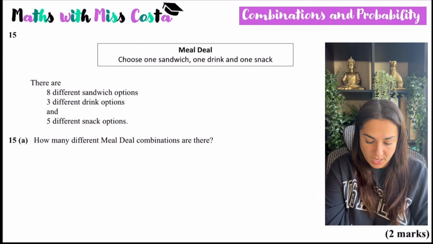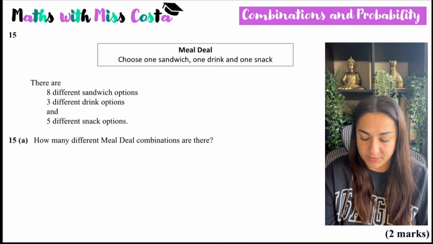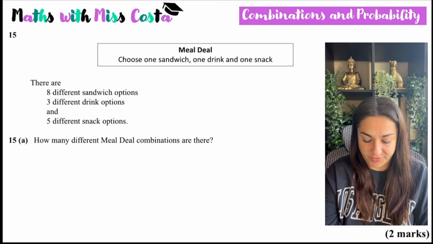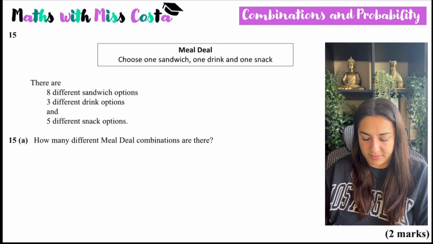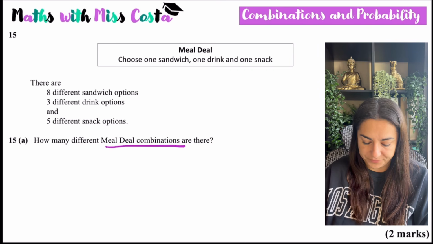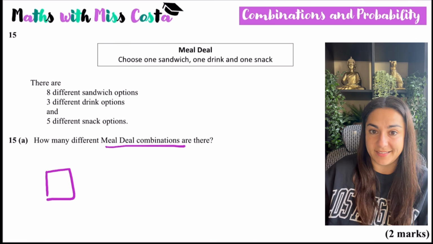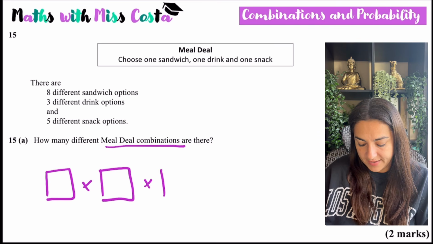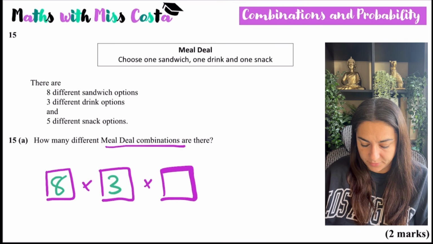Okay, so in this question, I am told that there's a meal deal offer on. You can choose 1 sandwich, 1 drink and 1 snack. There are 8 different sandwich options, 3 different drink options and 5 different snack options. And you need to work out how many different meal deal combinations there are. So with combinations, how many options do I have for my first thing? I would multiply that by how many options I have for my second, and then how many for my third. So in this case, I've got 8 different sandwich options, 3 different drink options and 5 different snack options.